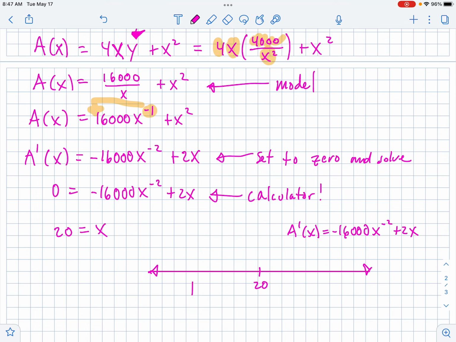you would just pick a value, and it doesn't have to be right next to 20. They don't even have to be the same distance apart. You could pick 0 on this side, and you could pick, I don't know, 22 on this side, anything to the left and to the right. When you plug them into the derivative, you should get a negative number on this side and a positive number on this side, which means that it's going downhill on this side, and then at 20, it bottoms out and then turns uphill on this side. So this confirms that this is a minimum.